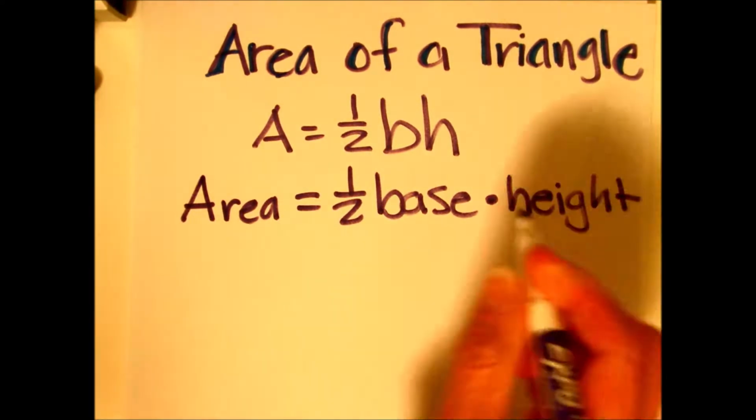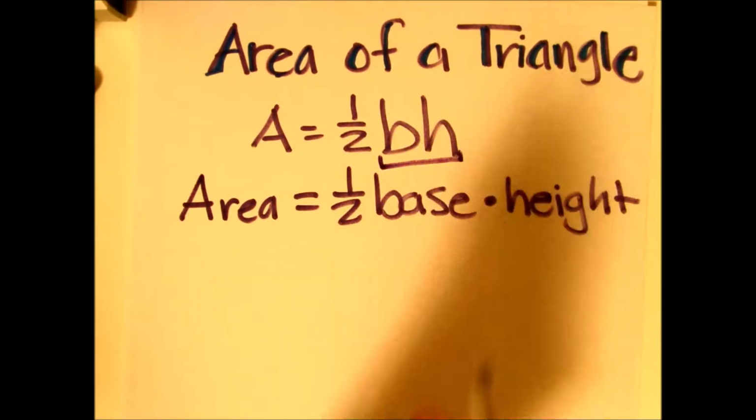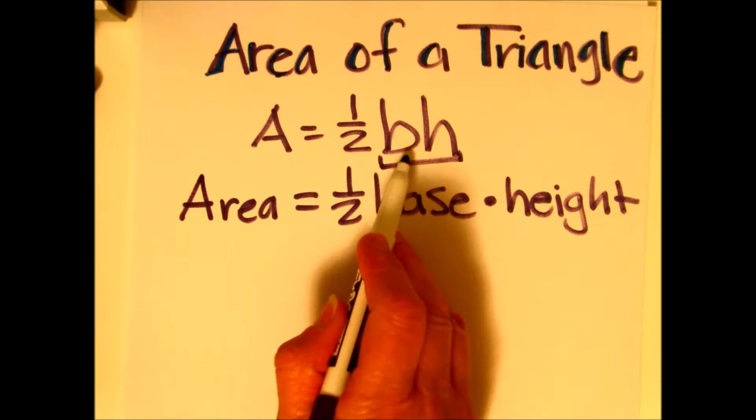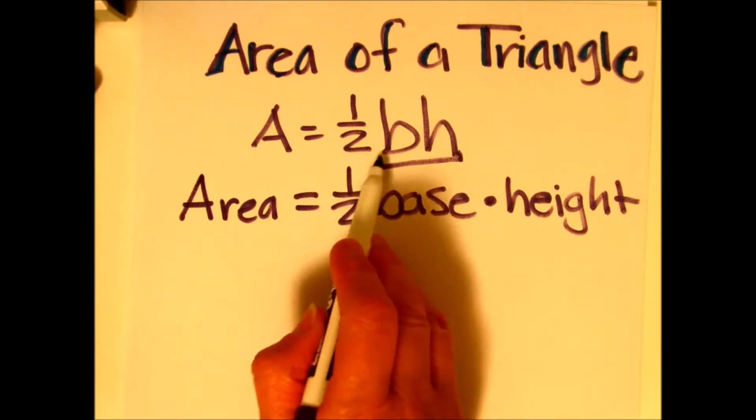And again, when you see the letters next to each other like that without any operators in between, you can assume that that operation is going to be multiplication. Same with between this 1/2 and the base. That's going to be, we're multiplying.